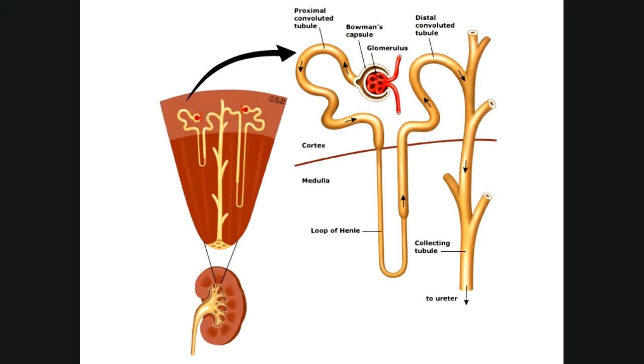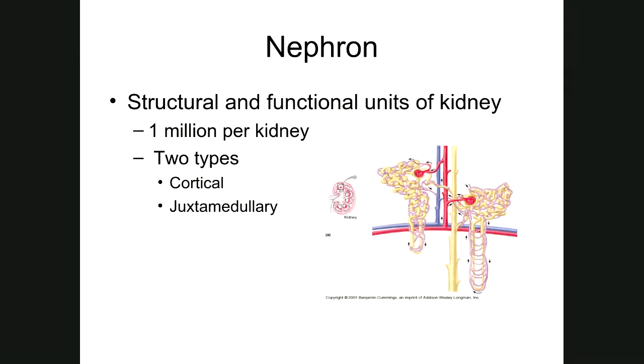Okay, so that's just the general stuff about the kidney. Let's look at the nephron. So the nephron is the part of the kidney that does what the kidney does. In other words, it's the structural and functional unit of the kidney. So this is where urine is produced. This is where we get urine formation. This is where we're going to filter the blood, and we're going to take the stuff out we don't want and put stuff back in that we want to keep. And that happens at the nephron.